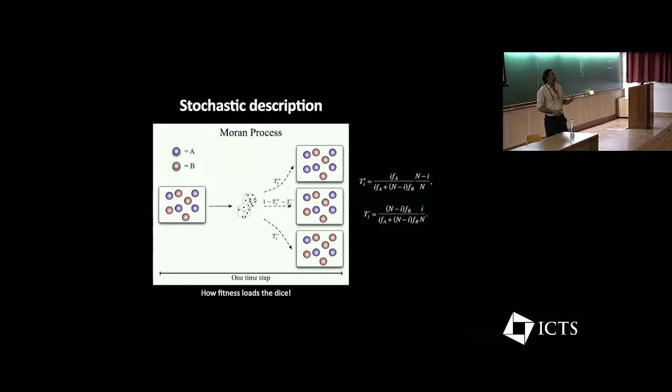And the probabilities with which that can happen are given over here, where you basically choose an A player proportional to its fitness. So that's the first fraction, right? You choose it proportional to its fitness, and then you choose a B individual to die. And that would increase the number of A individuals by 1, right? You can decrease the number of A individuals in the opposite manner, where you are actually choosing a B individual to reproduce and an A individual to die, right?